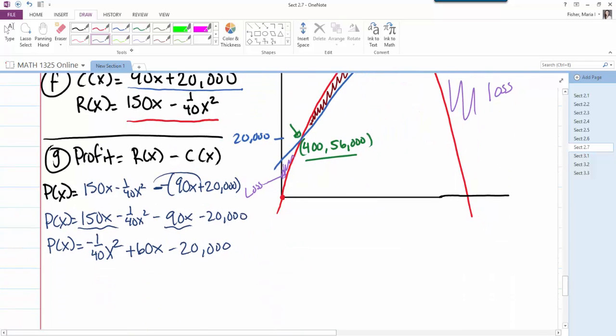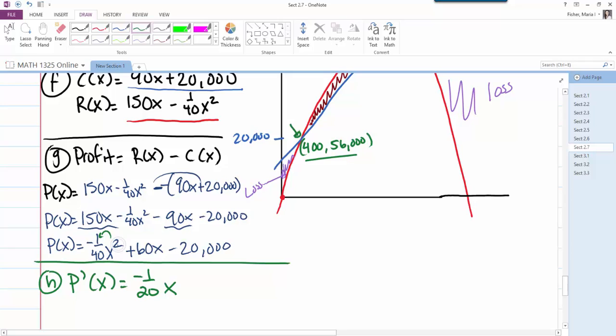So the marginal profit function, so part H is P prime. So we're just taking the derivative. So you take this and you multiply. Well, negative 2 over 40 reduces to negative 1/20th, and it'd be x to 1 less. Well, 2 minus 1 is 1, so it'd be negative 1/20th x, plus the derivative of 60x is just 60. The derivative of negative 20,000 is 0, so we didn't need to write that.